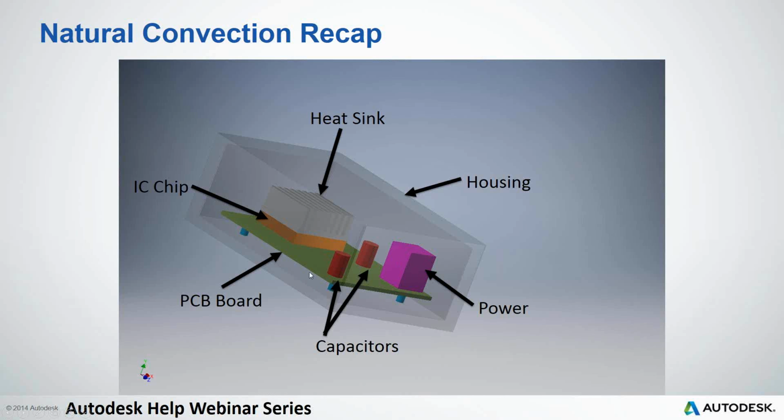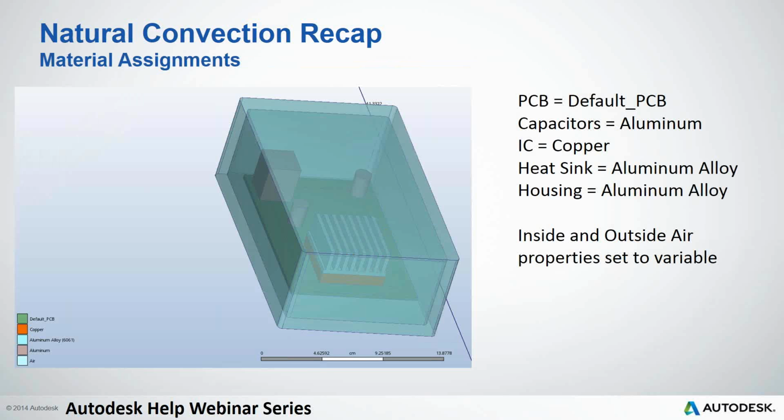The idea here is to do natural convection. Let's say this box is completely enclosed. It's sitting somewhere where there's not even a lot of air circulating. And we want to make sure that natural convection is going to be enough to cool this thing down to where the components are not going to exceed a certain temperature. Next slide shows this in Simulation CFD.